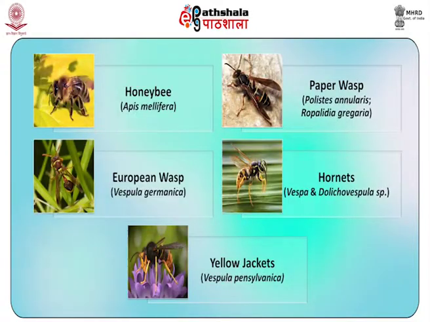While snake bites are more common in tropical countries such as India, anaphylactic reactions to Hymenoptera stings are much more common in temperate countries. This is despite the gross underreporting of such stings. Hymenoptera stings are usually caused by the honeybee, that is Apis mellifera, the paper wasp, also known as Polistes annularis, and Ropalidia gregaria, the European wasp, Vespula germanica, hornets, Vespa, and Dolichovespula, and yellow jackets, that is Vespula pensylvanica.